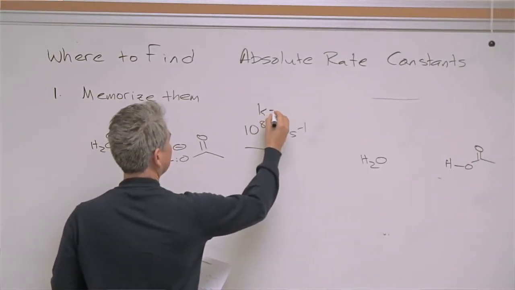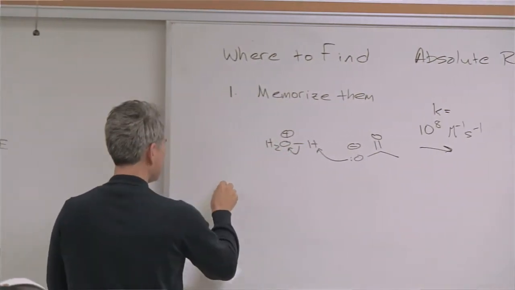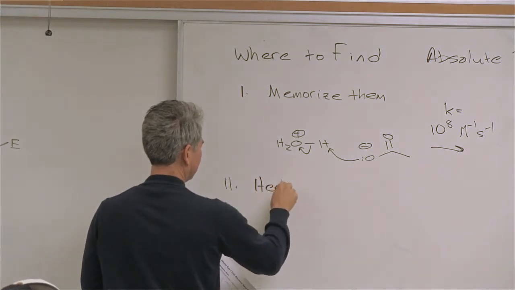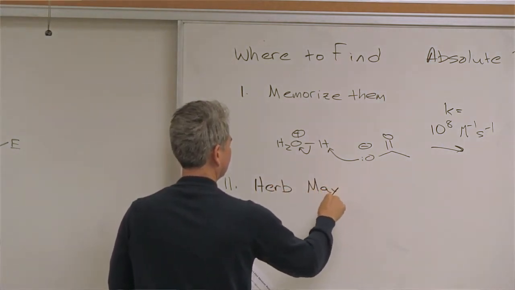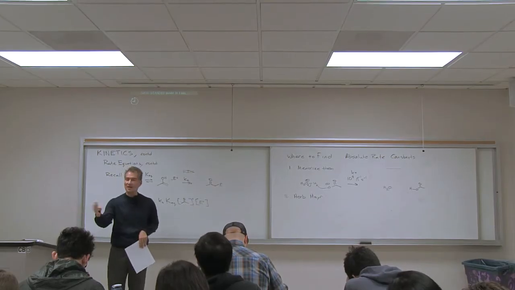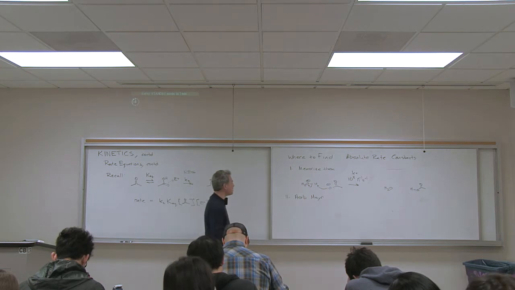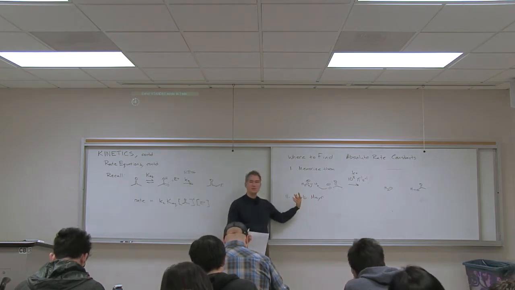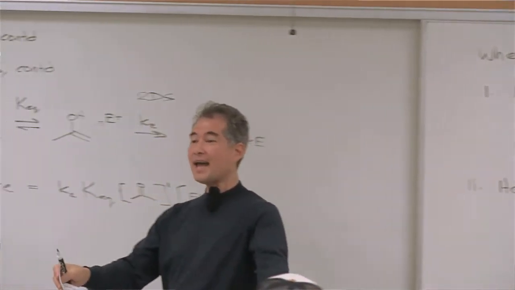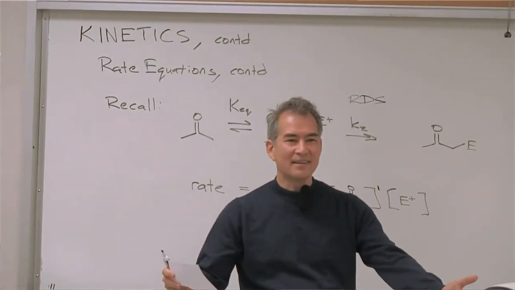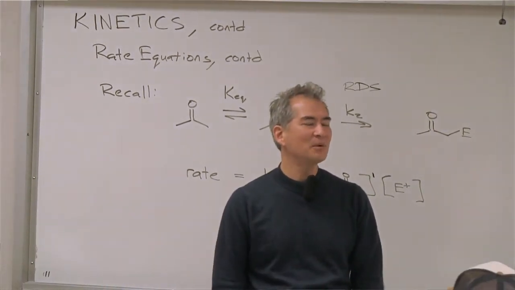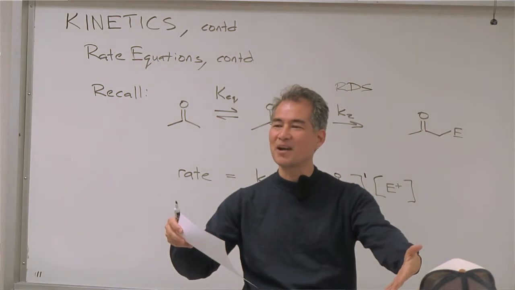This would be K is equal to that. What's another place that you can go? Type Herb Mayr on Google, the University of, you don't have to type anything else. Just Google it, and up will come his webpage for this professor at the University of Munich. And he did the unthinkable. He convinced his graduate students, hey, let's just run reaction kinetics. For your whole PhD, you'll just run reaction kinetics. But what he did is he said, let's do it on the reactions people care about.